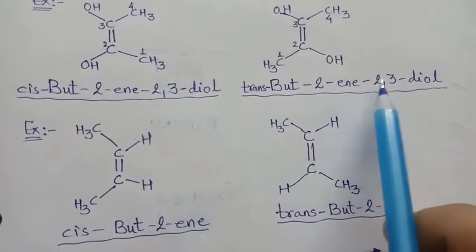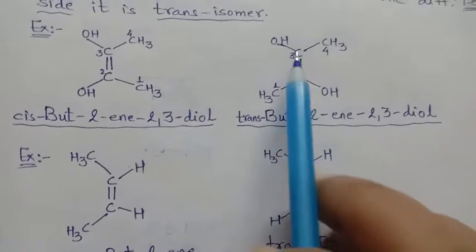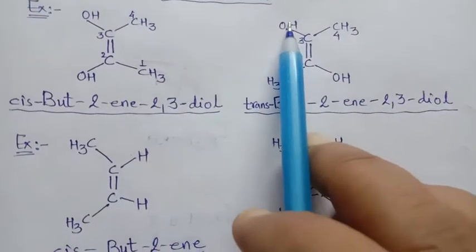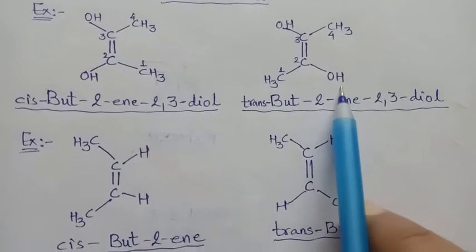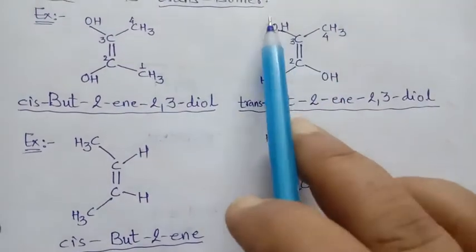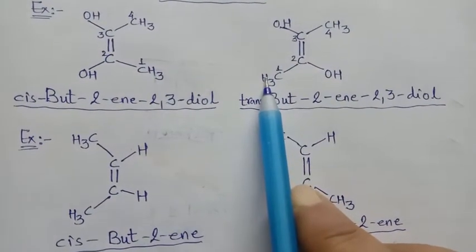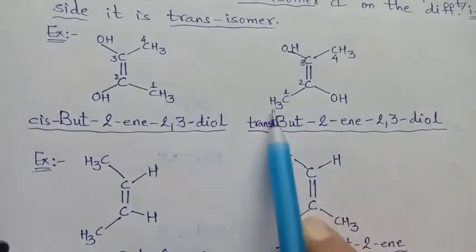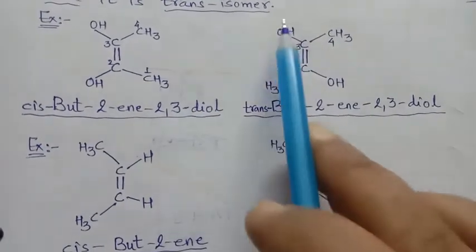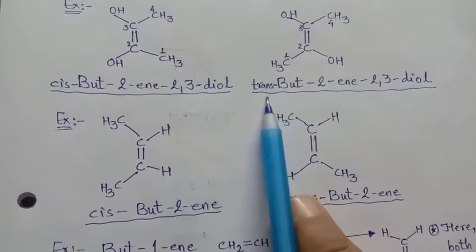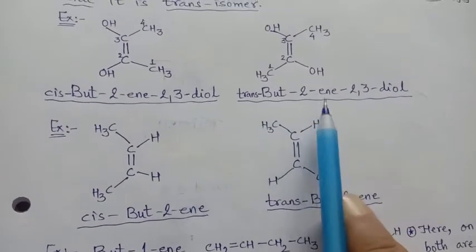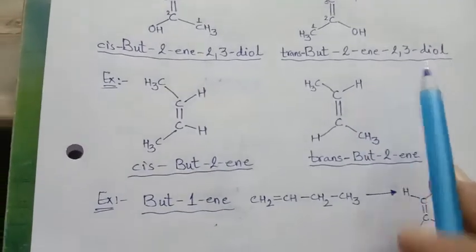So that is also the same 2,3-diol. But here, on the same side, see here is alcohol, it is methyl. If we see this side also, then it is alcohol, methyl. On the same side, both are different. And if you see that they are opposite to each other, this to this and this, so it is trans isomer, trans geometry, trans but-2-ene-2,3-diol.